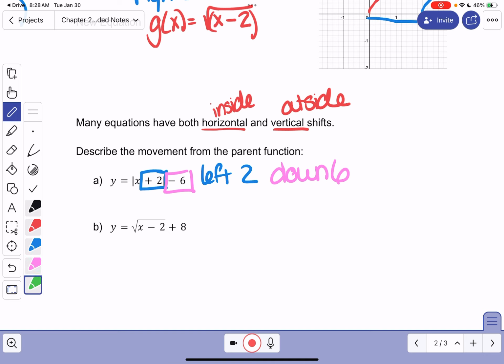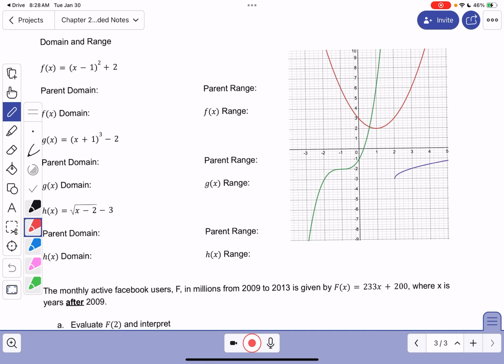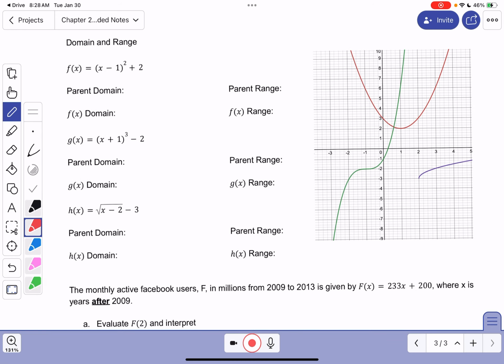Pause the video and try B. This tells us we're going right, and this tells us we're going up. So right 2, up 8. All right. Those shifts can affect the domain and range. So let's look at these here. So A, we're going to call this A. F of X is going to be the red one.